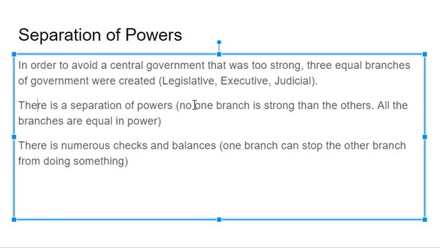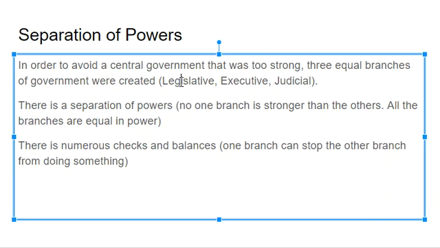And there is a separation of powers, so no one branch is stronger than the others. All the branches are equal in power. So legislative, executive, judicial, these are all equal. And there are numerous checks and balances. And what that means is one branch can stop the other branch from doing something.